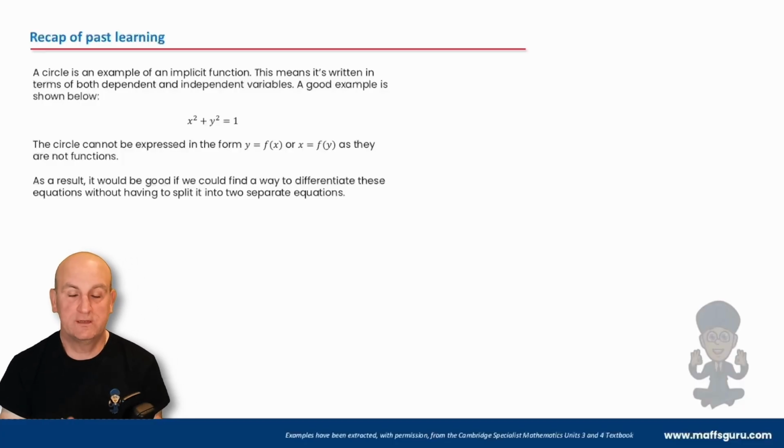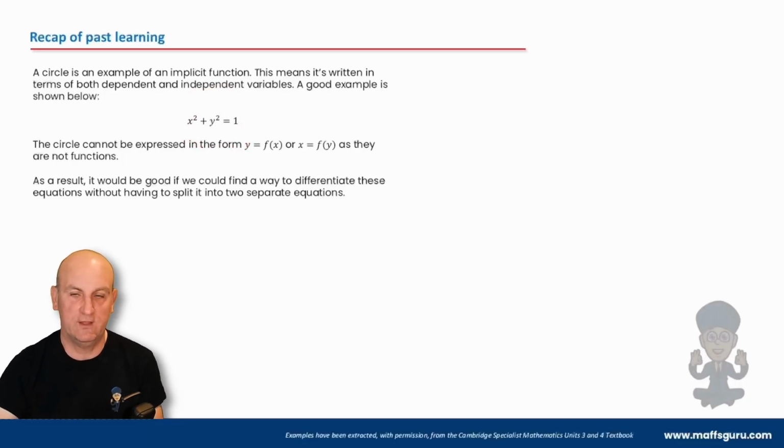Now, recap of past learning. It's important to know that a circle is an example of what we call an implicit function. That means it's written in terms of both the dependent and independent variables. A great example is this one here, x squared plus y squared equals 1. That's basically a circle. In fact, it's the unit circle because it has a radius of 1.